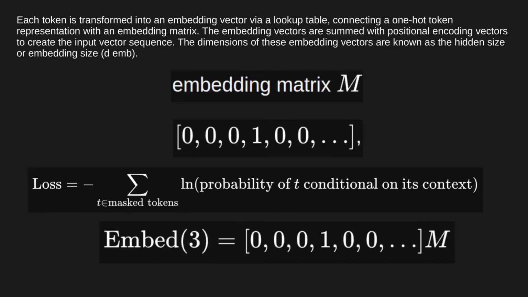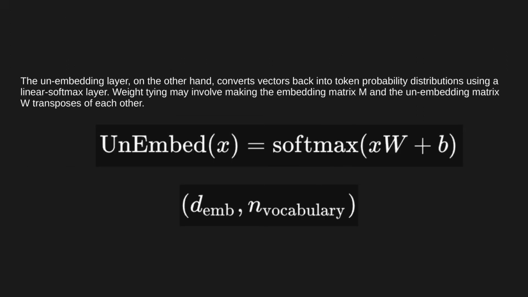Each token is transformed into an embedding vector via a lookup table, connecting a one-hot token representation with an embedding matrix. The embedding vectors are summed with positional encoding vectors to create the input vector sequence. The dimensions of these embedding vectors are known as the hidden size or embedding size, d_emb. The unembedding layer, on the other hand, converts vectors back into token probability distributions using a linear softmax layer. Weight tying may involve making the embedding matrix M and the unembedding matrix W transposes of each other.